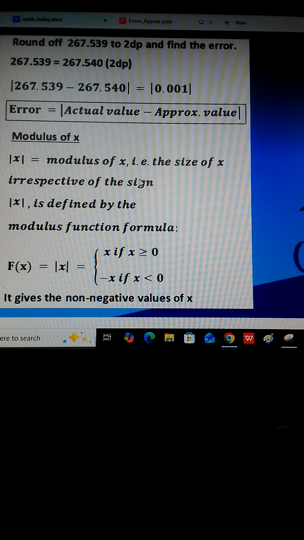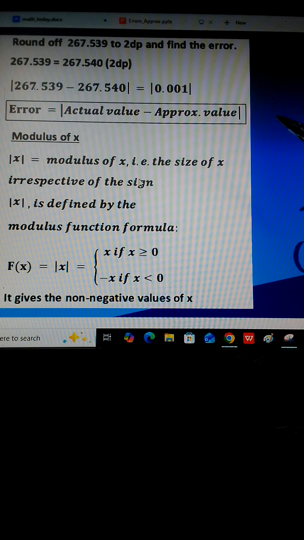267.539. If we round off to 2 decimal places, we get 267.54. Now we are supposed to find the error. To find the error, you take the actual value and subtract the approximate value. In this particular case, the actual value is 267.539 and the approximate value is 267.54.